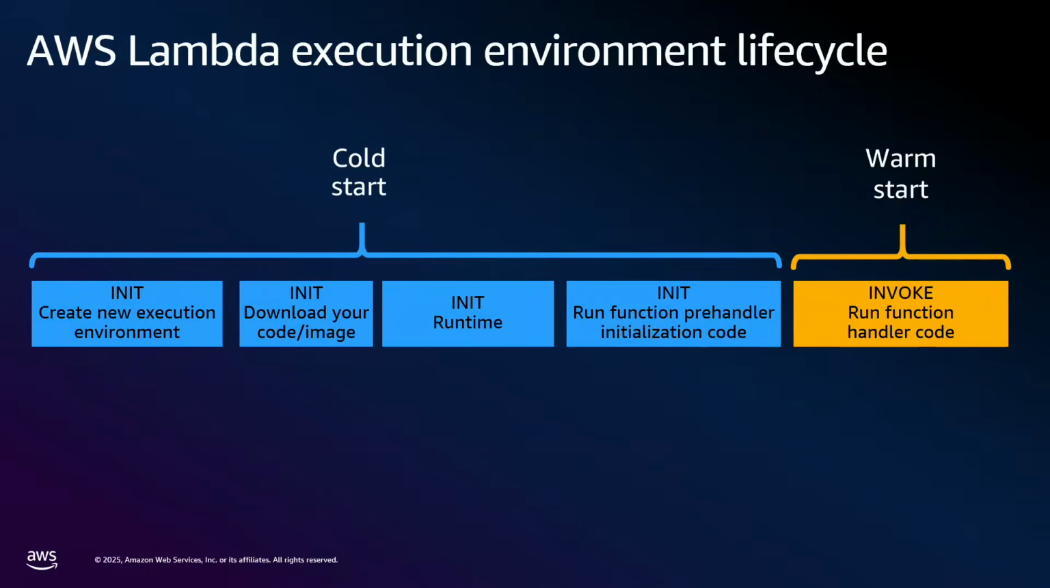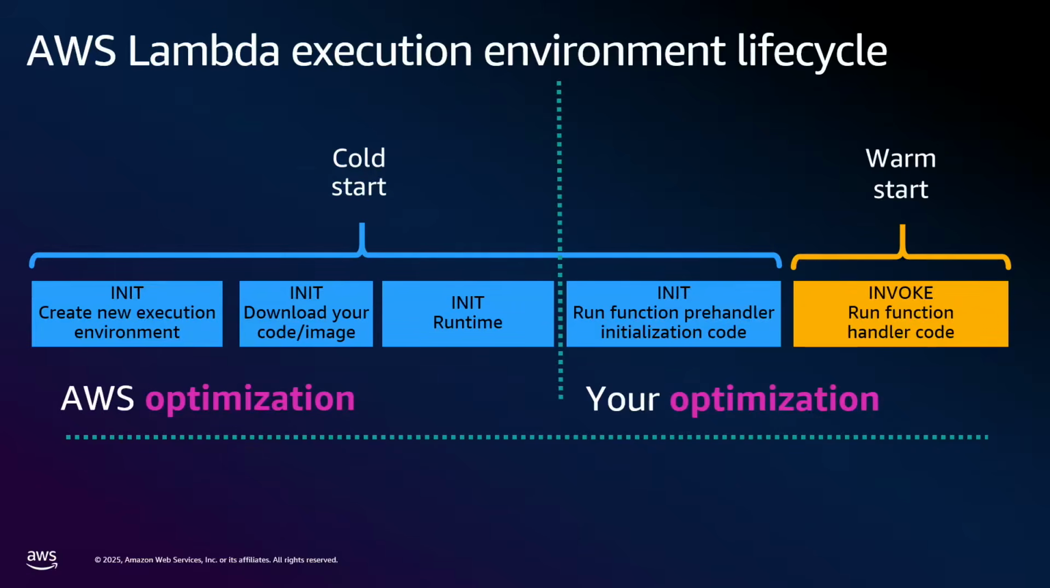So let's look at where cold starts happen in the function lifecycle. First, we need to create a new execution environment, and we find a host for your code. Then we download your code or container image. We start the runtime, we run your function's pre-handler code, and finally we execute your first invoke. After that, your function is warm and it's ready for subsequent events. In the managed runtime world, there's a clear separation of responsibilities.